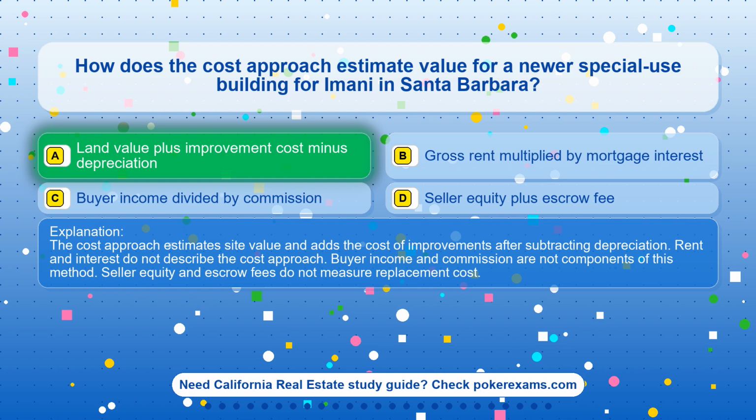Rent and interest do not describe the cost approach. Buyer income and commission are not components of this method. Seller equity and escrow fees do not measure replacement cost.